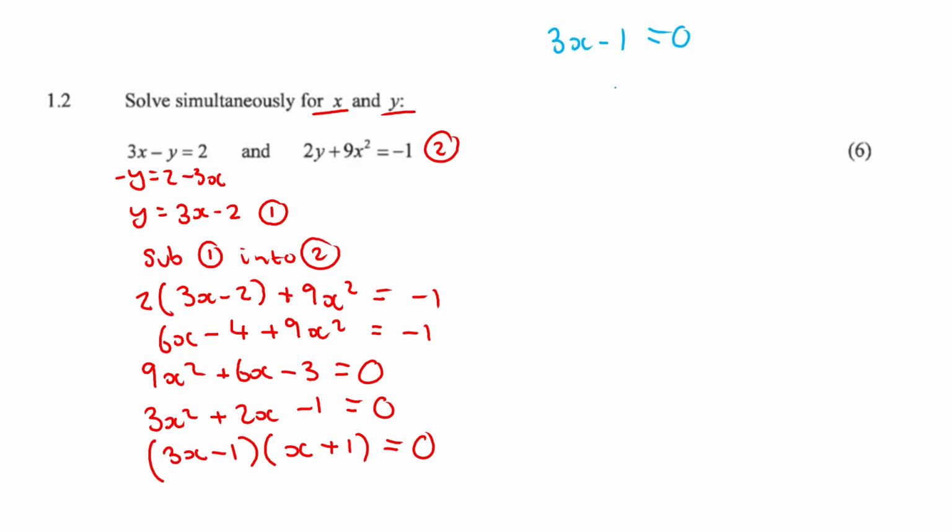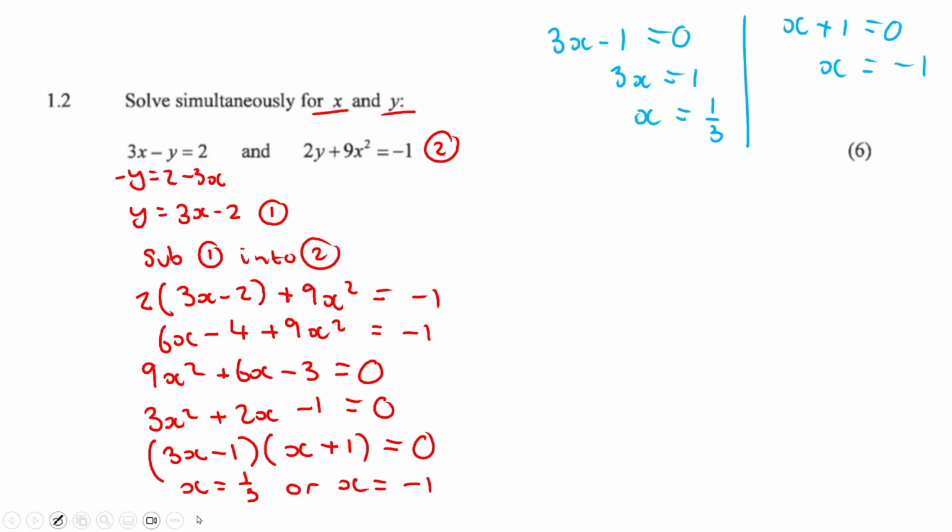So 3x minus 1 is equal to 0. 3x is equal to positive 1. Divide through by 3. x is equal to a third. That's the first one. With this, x plus 1 is equal to 0. Therefore, x is equal to negative 1. So those are where our values are coming from. So x is equal to a third, or x is equal to negative 1.